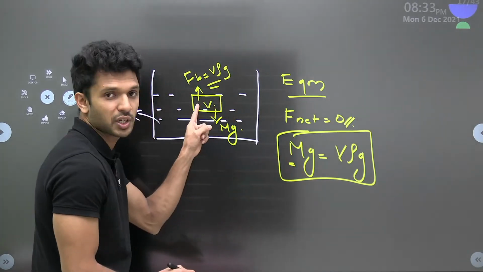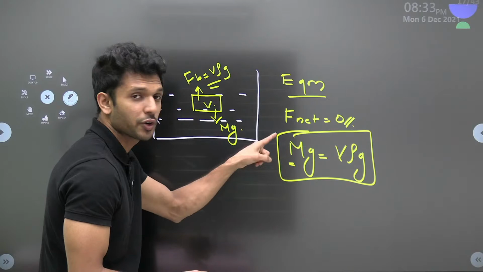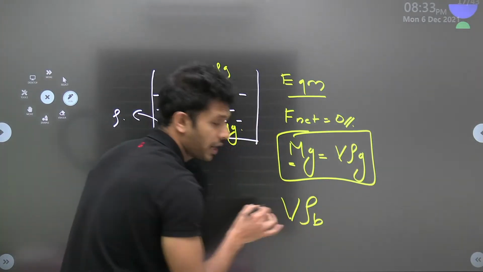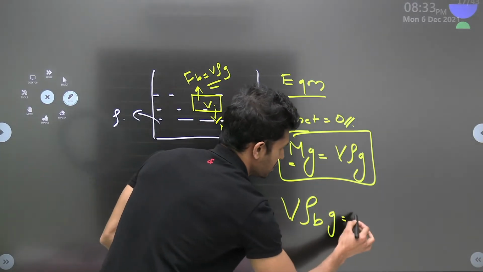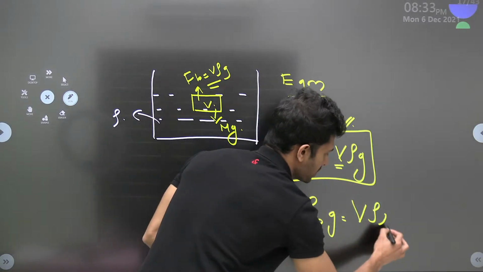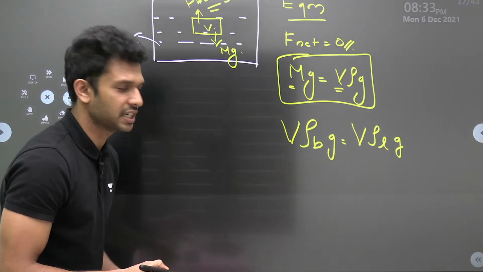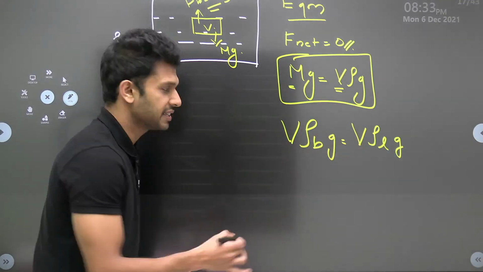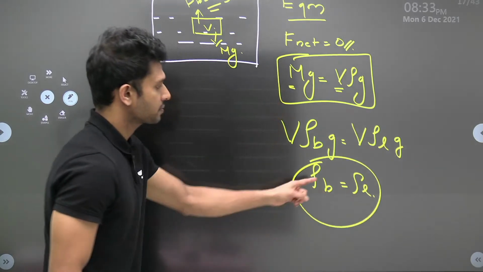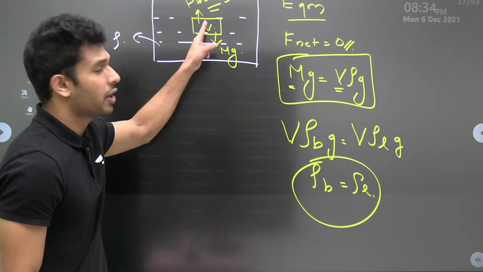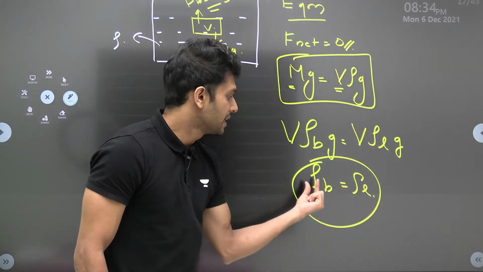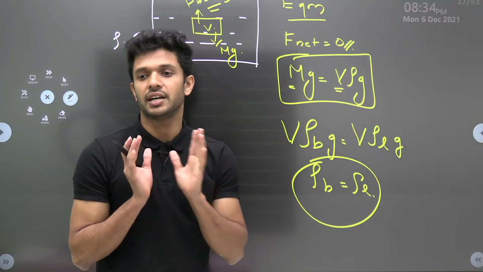M, mass of the body. How will you write mass of a body? Volume of the body, density of the body, rho b I am writing, into g is equal to, on the right hand side, buoyant force, that is volume of the body, density of the liquid into g. V cancels, g cancels. So now tell me, when will the body be floating with its volume completely submerged? In that case the density of the body and the density of the liquid are equal.